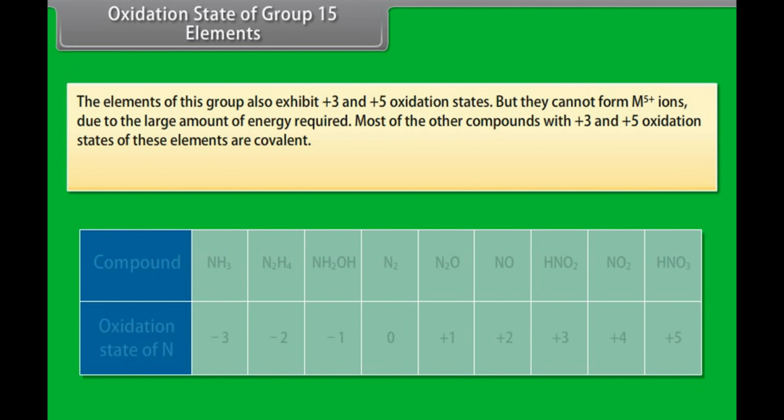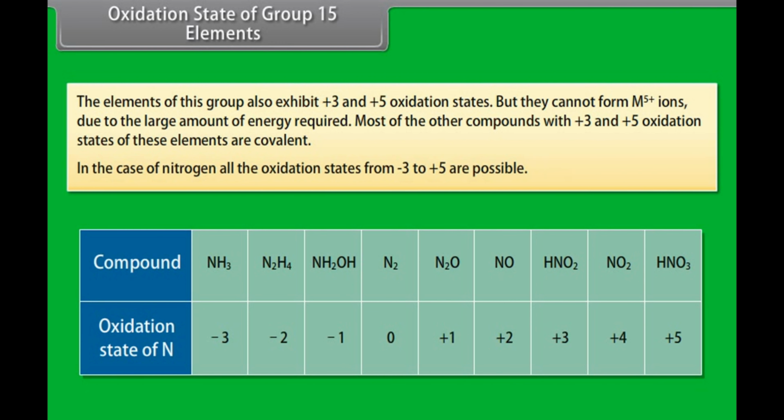The elements of this group also exhibit +3 and +5 oxidation states, but they cannot form M5+ ions due to the large amount of energy required. Most of the compounds with +3 and +5 oxidation states of these elements are covalent. In the case of nitrogen, all the oxidation states from -3 to +5 are possible. Anomalous behavior of nitrogen.